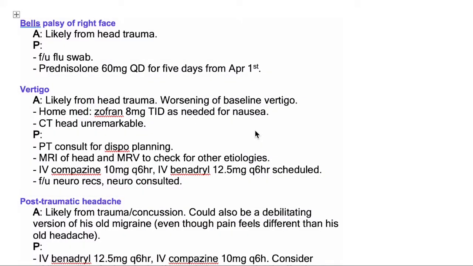Hi guys, this is another virtual patient of mine that is a combination of a bunch of different patients that I have seen throughout my intern year, and I'm going to discuss the assessment and plan I wrote for this patient.